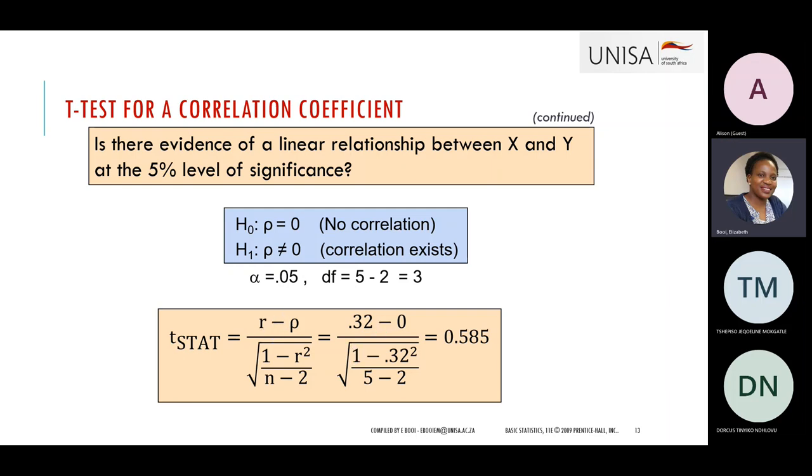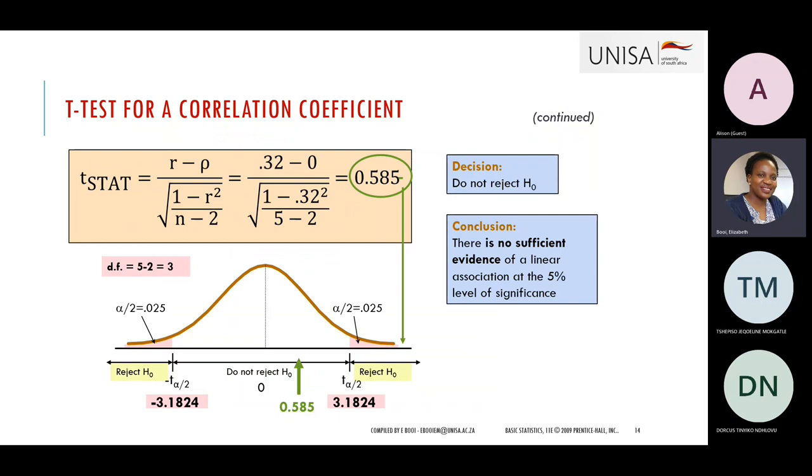R is 0.32, P is 0, because we take it from the null hypothesis, it's equal to 0. It's always hypothesized to 0. And the square root of 1 minus 0.32 squared, and N is 5 minus 2. And when we calculate our test statistic, we find it is 0.585. And we can then go and make a decision.